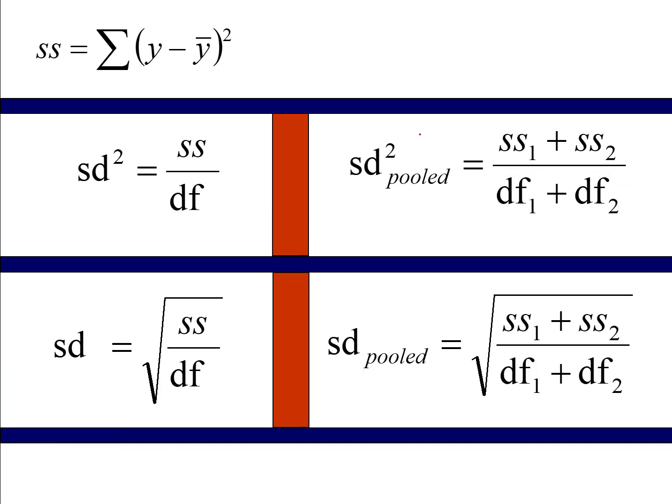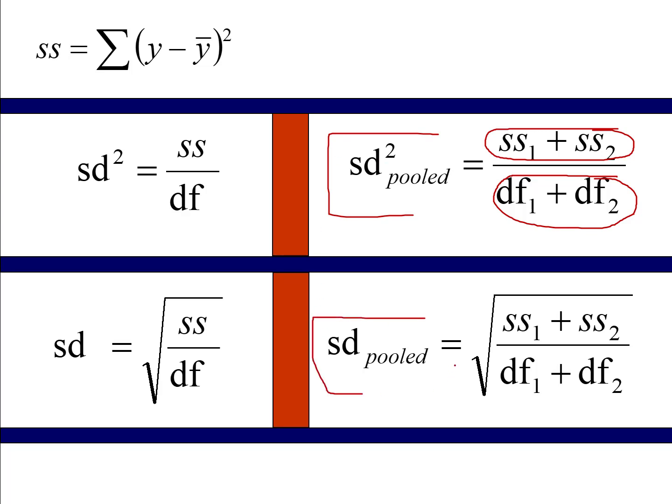So our pooled variance, we simply take the sum of squares for our two groups and add them together, and divide that by the degrees of freedom for our two groups added together, and that will give us our pooled variance. And then if we want to calculate a pooled standard deviation, we simply take the square root of our pooled variance, and that will give us a pooled standard deviation.